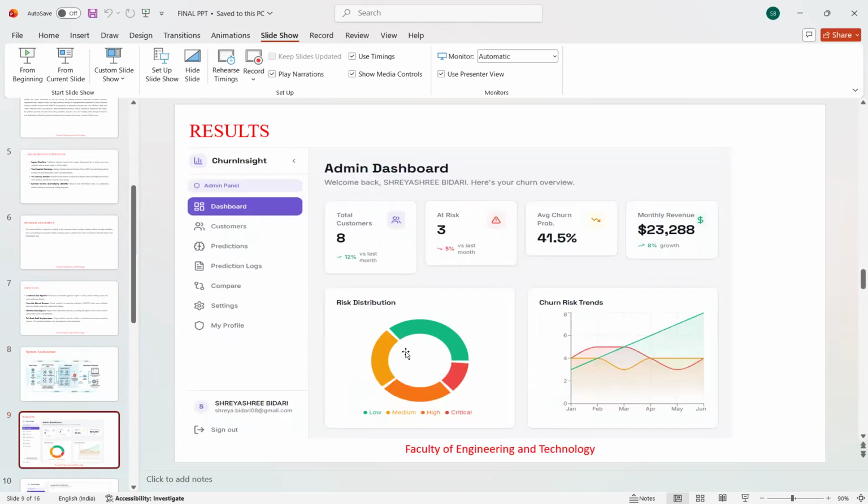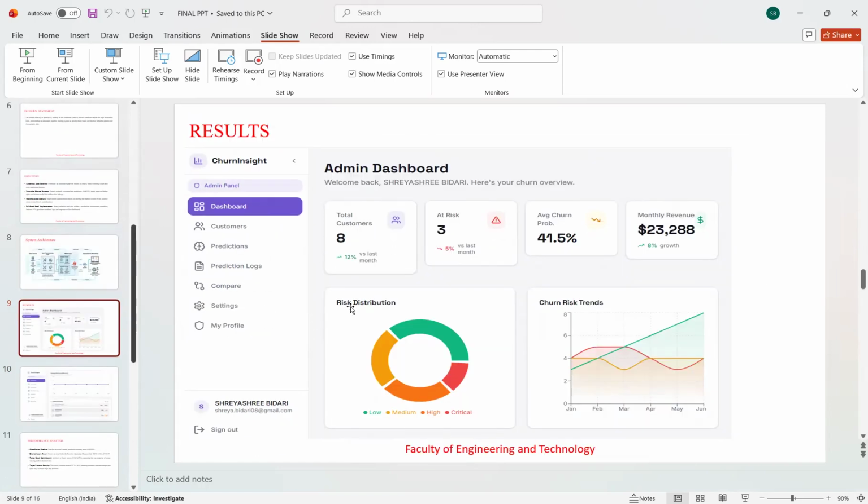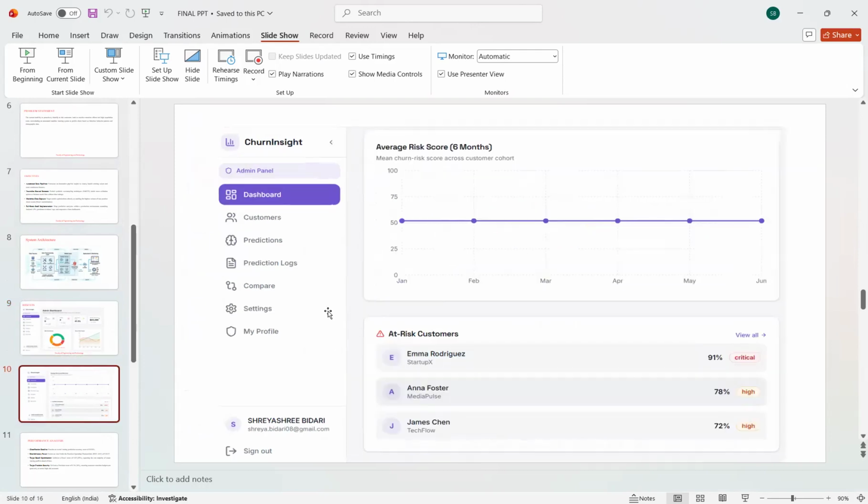This is the result of the project where it shows it has 8 customers and at risk there are 3 customers, and the average churn probability and monthly revenue. Here we can also see the customer risk distribution, churn risk trends, and in the second output we can see the average risk score of customers and which customers are at risk.